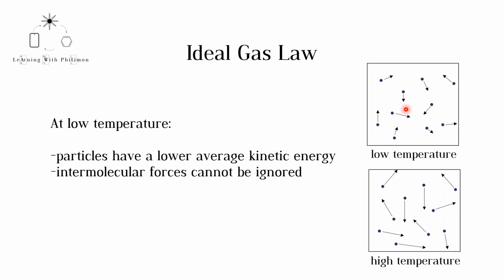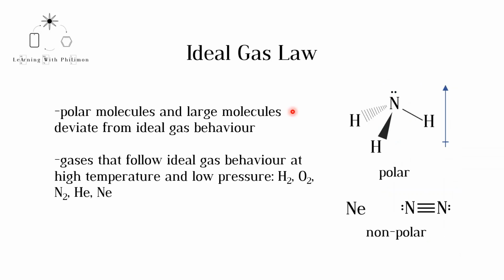Having a high pressure and a low temperature means that particles are close to each other and do not have enough energy to overcome the intermolecular forces. Now let's see what other factors other than pressure and temperature may cause a deviation from ideal gas behavior. The identity of the gas is important. Polar molecules deviate substantially from ideal gas behavior because they contain a permanent dipole. For more on permanent dipoles, please check out the intermolecular forces video.